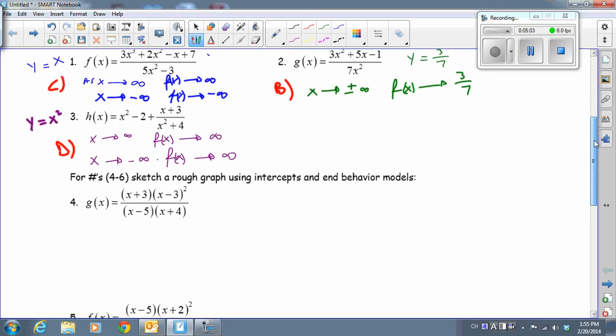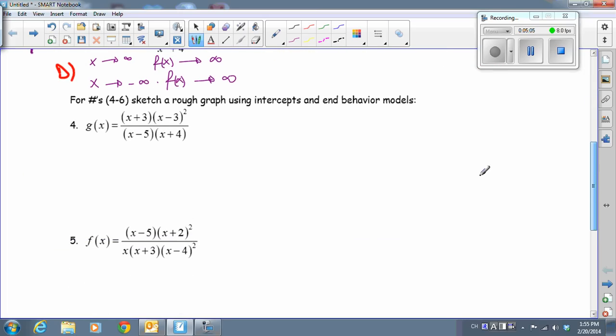All right, for numbers 4 through 6, sketch a rough graph using intercepts and end behavior models. First of all, I have a square on top. With a square on top, it means that it's going to bounce. It has been factored already. If I'm looking for the roots, I have two roots, one at x equals -3 and also at x equals 3. But the fact that I have a perfect square at 3 means that it's going to bounce.